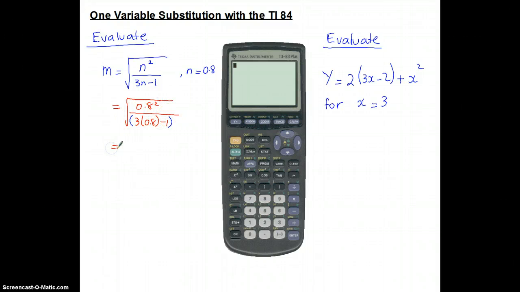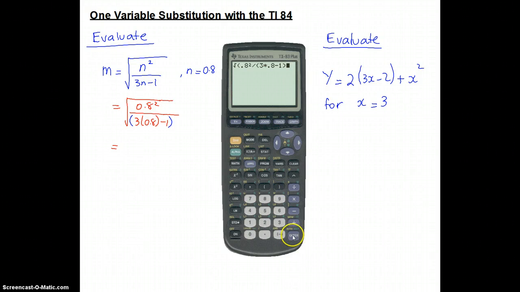All right, so let's go through and have a look at what a normal calculator would be. So I'm going to open up my square root. So second, there we go. So 0.8 squared divided by, now I'm going to remember to open my parentheses. Every time you open a parentheses, you've got to remember to close it. So I've got 3 times 0.8 minus 1. Now I'm going to close my parentheses there.